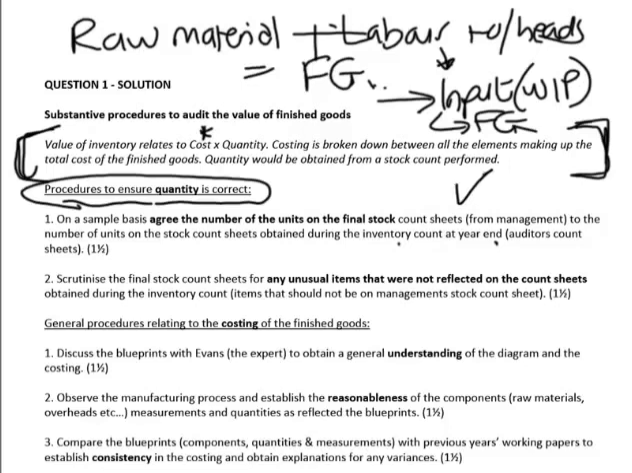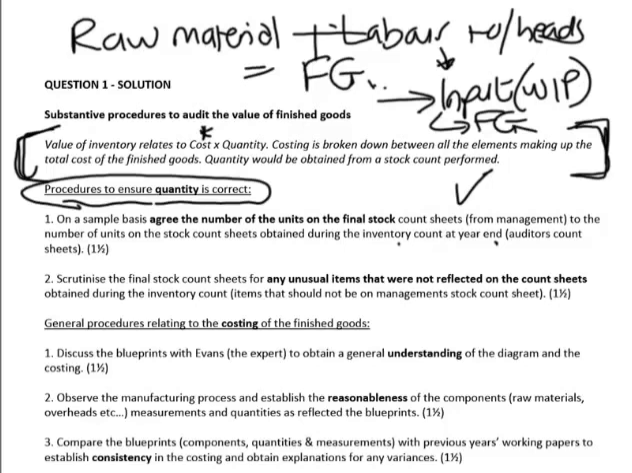So first of all, if what we have counted agrees to what management has, at least I know my quantity is good. Secondly, we could scrutinize those final stock count sheets for any unusual items that were not reflected on the count sheets obtained during the inventory count. So if there was anything that we didn't count that is now reflected on management's count sheet, that shouldn't be there, that'll be a problem. We want to make sure that only the things that we counted are reflected on management's count sheets.